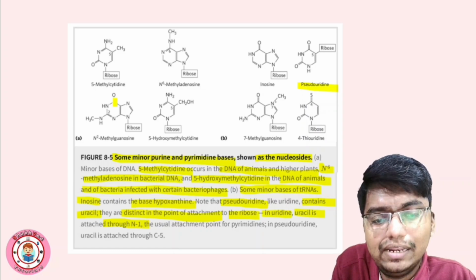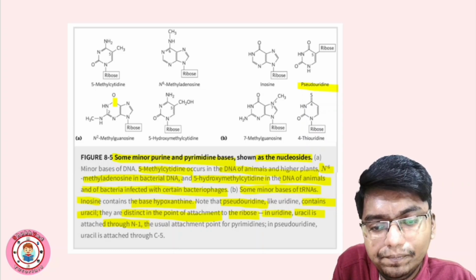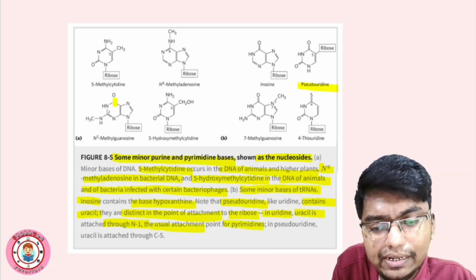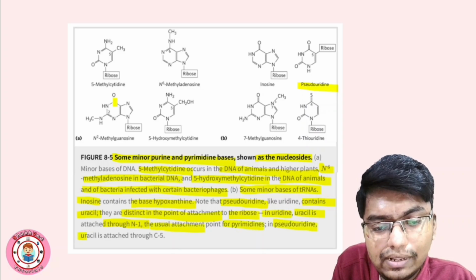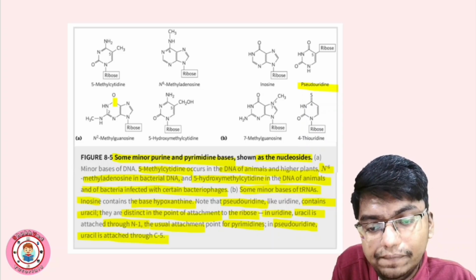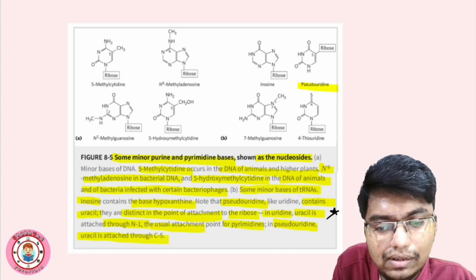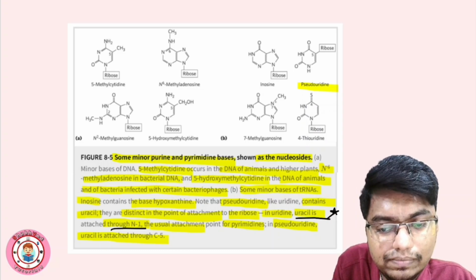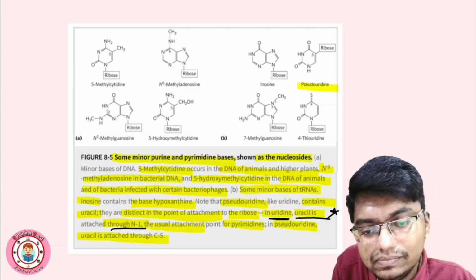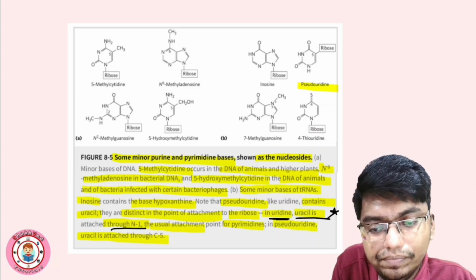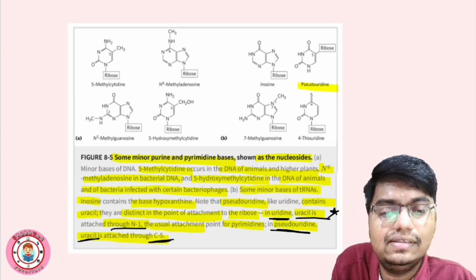Uracil is attached at N1, nitrogen 1, the usual attachment point for pyrimidine. In pseudouridine, uracil is attached through C5. So this is the important information you have to highlight. Okay, uracil attached through N1 in uridine, right? And in pseudouridine uracil is attached through C5, fifth carbon.